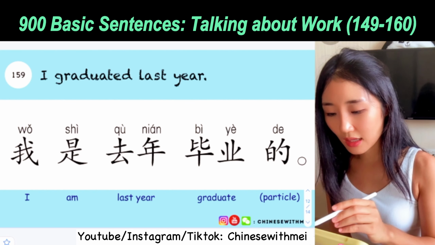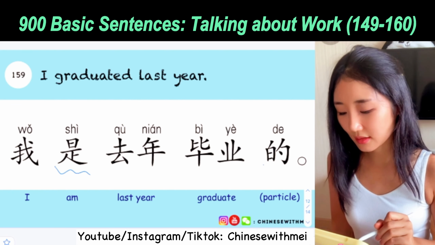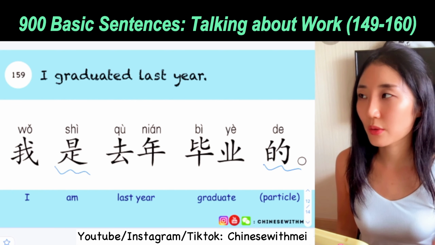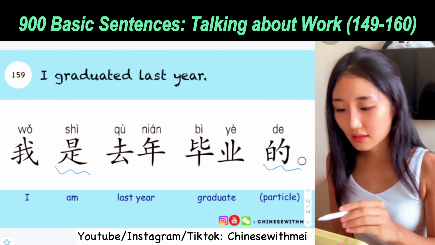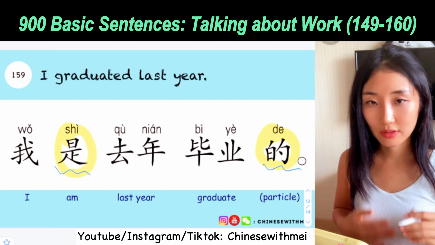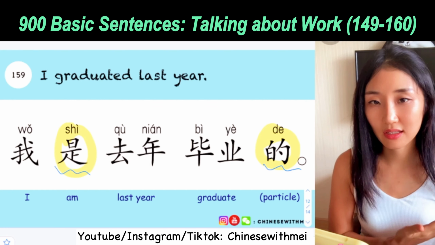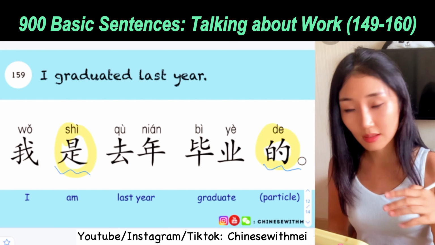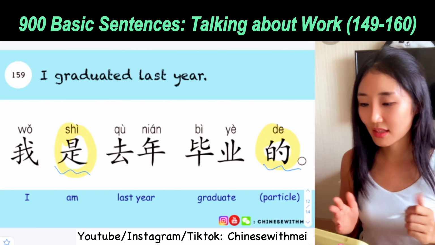So you might want to ask, why do we have 是 here and 的? Actually, you can simply say 我去年毕业的。But if you use 我是去年毕业的, you want to emphasize, you want to stress that it was last year that I graduated. So 是 something something 的 is a structure to emphasize something that you put in between.